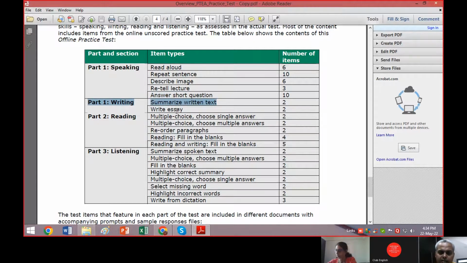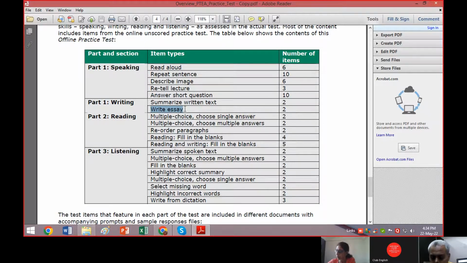The writing part is summarize written text. So there would be a text which you're going to summarize. Once you do it, then only you'll understand. Then there will be an essay. Now try to understand, this essay is almost the same type as IELTS. You can use the same templates also, but the basic difference is that you will get only 20 minutes to write this essay, whereas in IELTS you get 40 minutes. So that is something different.